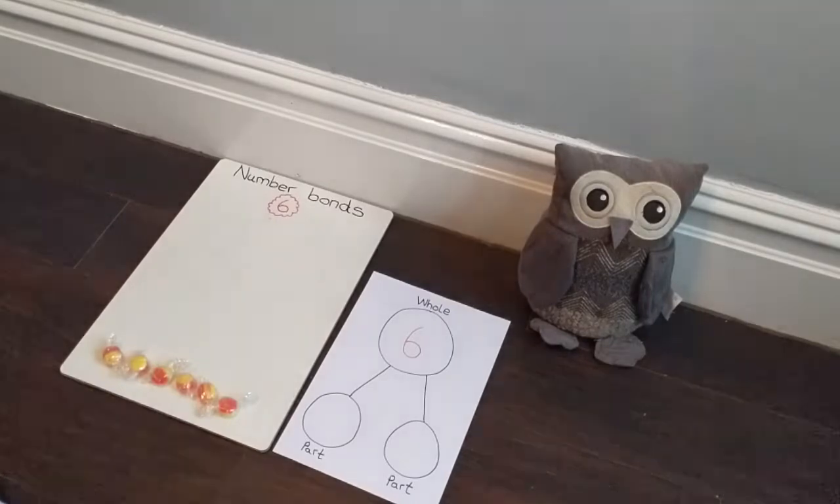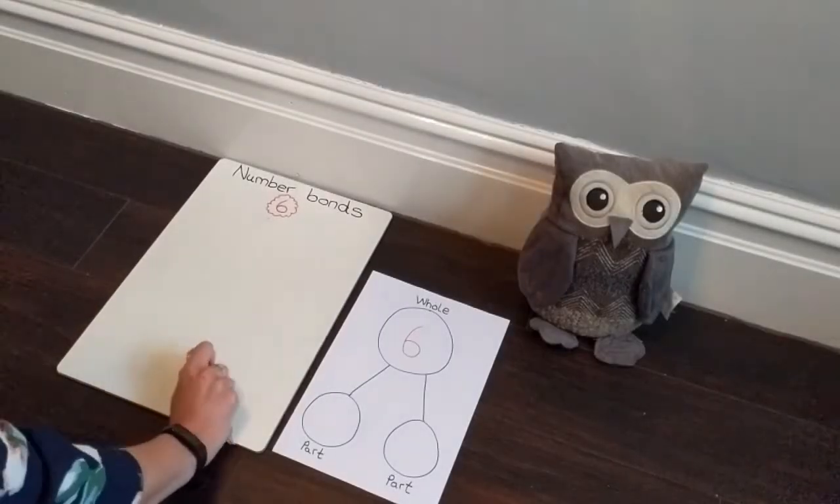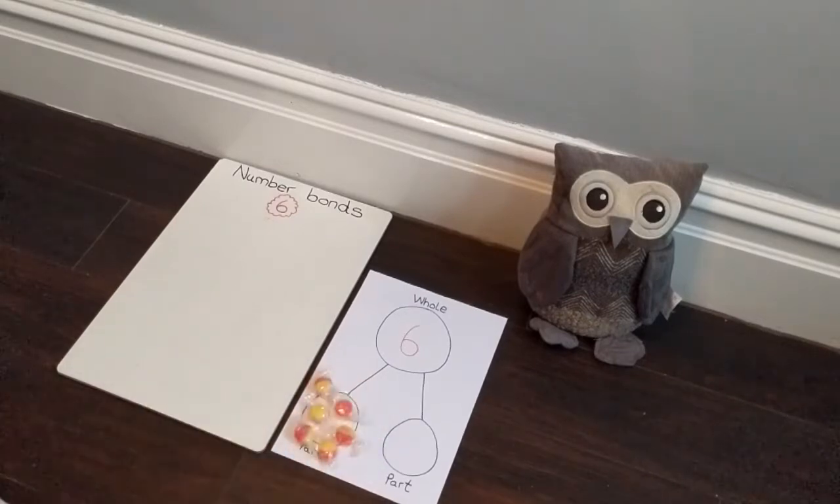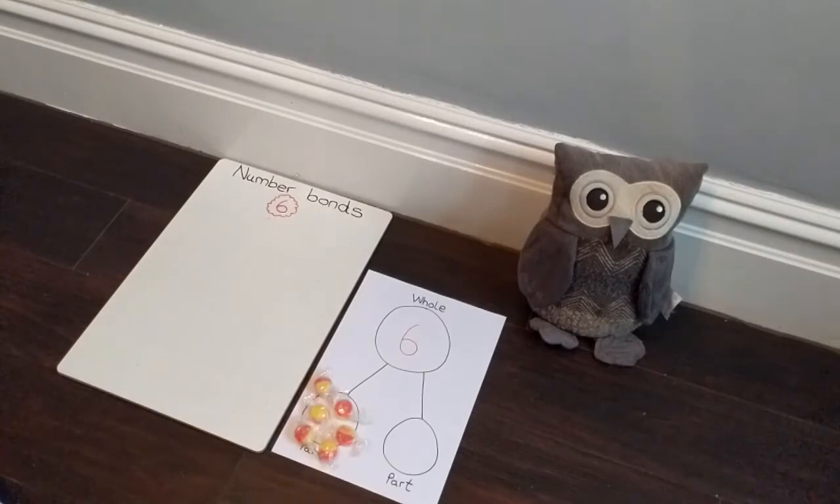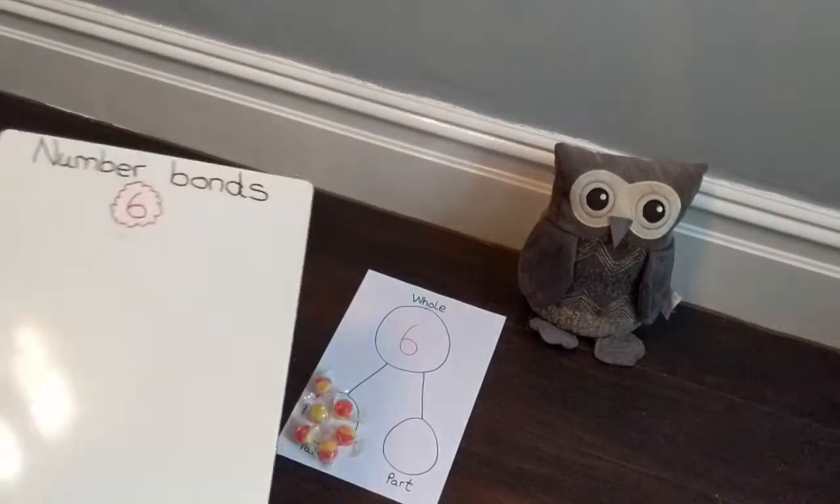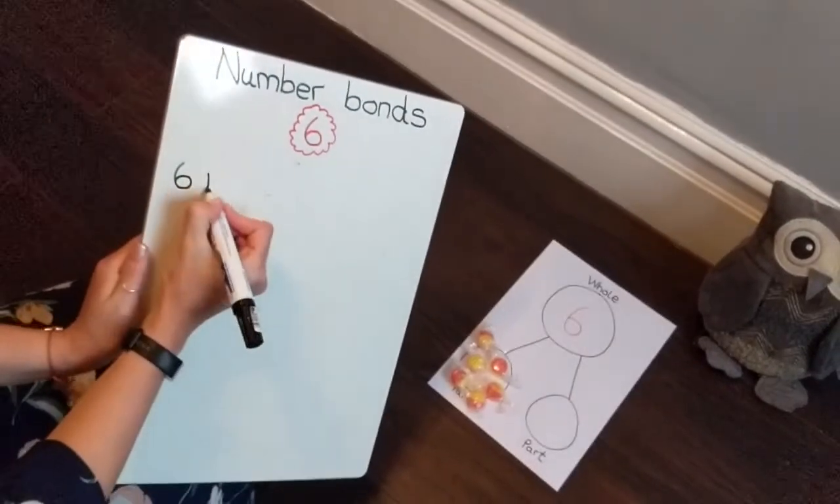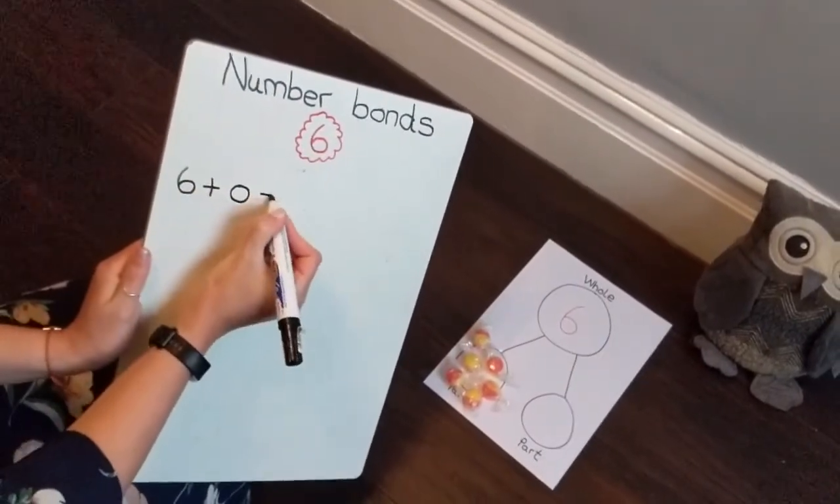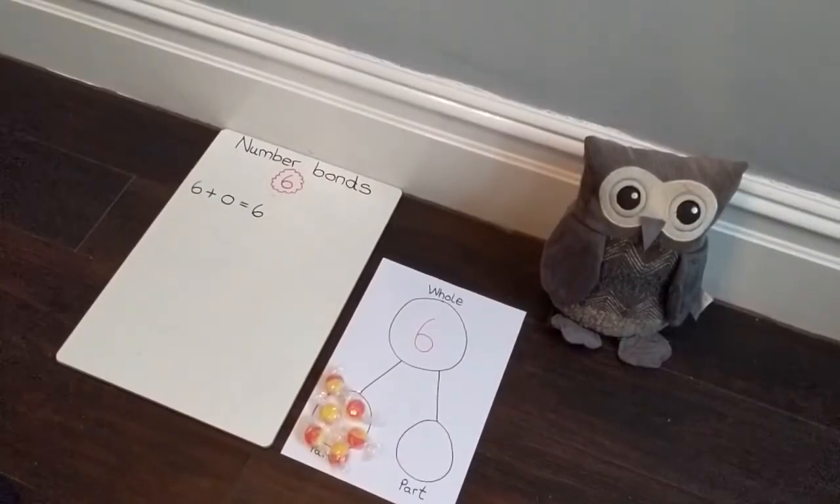Let's make a start. When we add, we always start with the largest number. So I'm going to place all 6 of my sweets into this part. Using our part whole, this shows me that 6 add 0 equals 6. So that's our first number sentence that we are going to record on our board. 6 add 0 equals 6. This is when we become fantastic problem solvers, as this is when we are going to work in a systematic way.